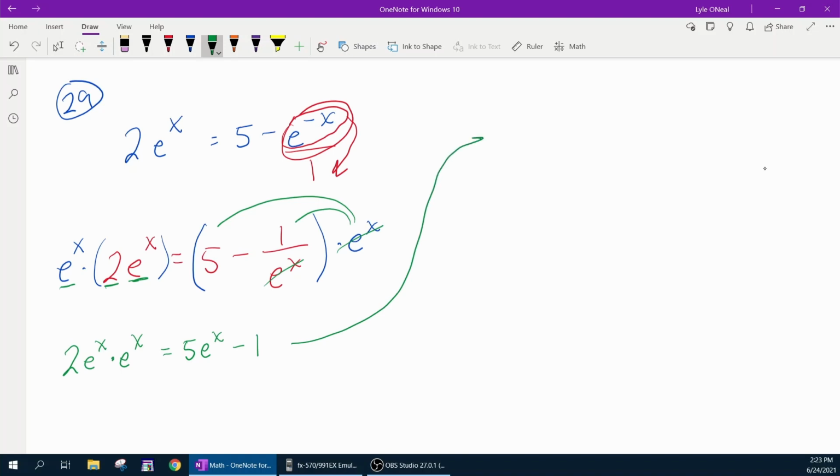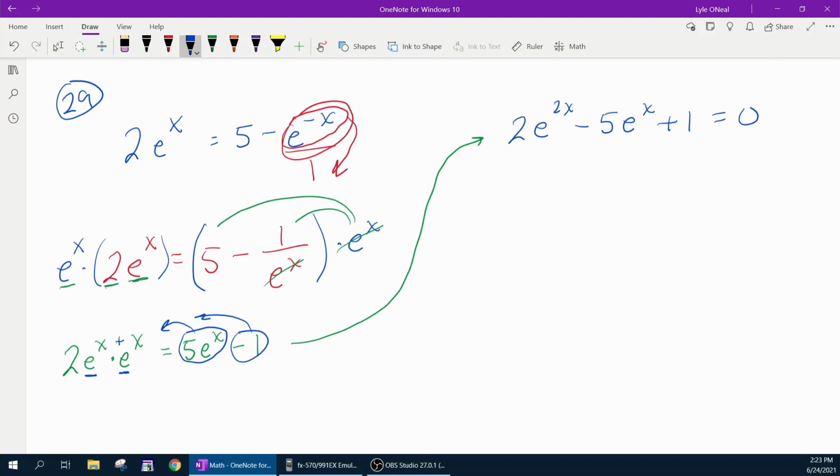And then again, we're going to do some simplification here. Remember, if you multiply things that have the same base, you add their powers. So e to the x times e to the x is going to give us 2 e to the 2x. x plus x is 2x. And I'm going to bring the other two terms over. So that'll make minus 5e to the x plus 1 equal to 0.